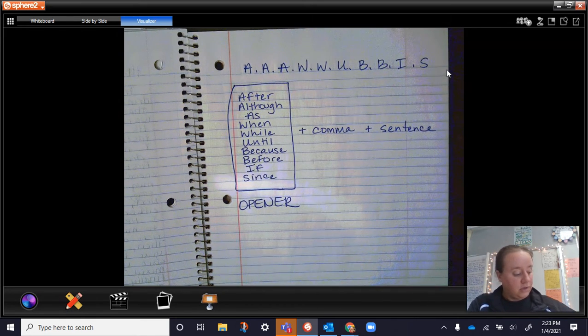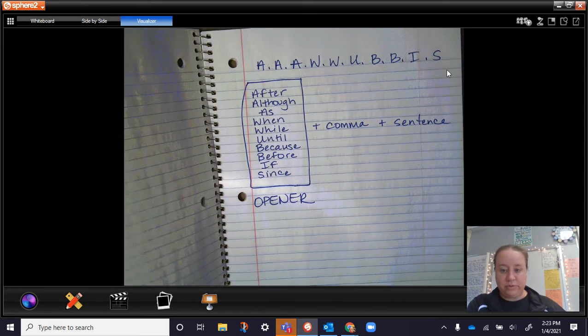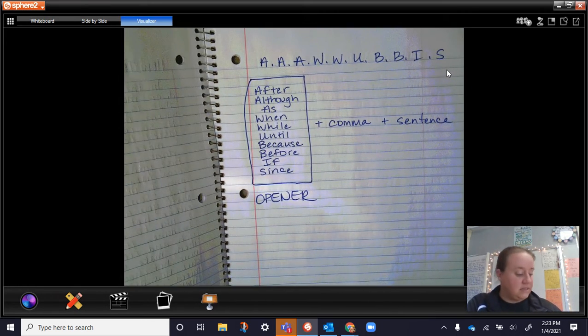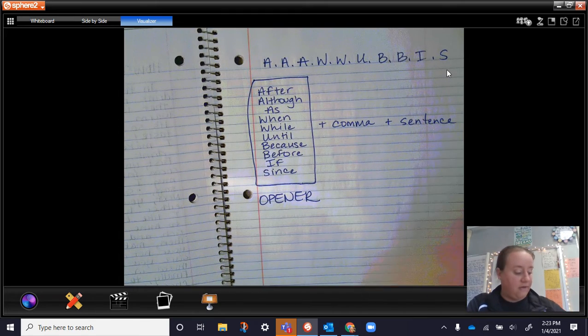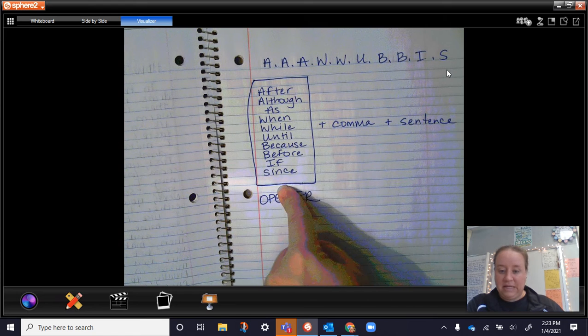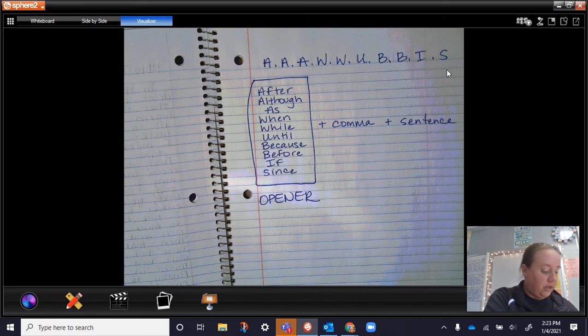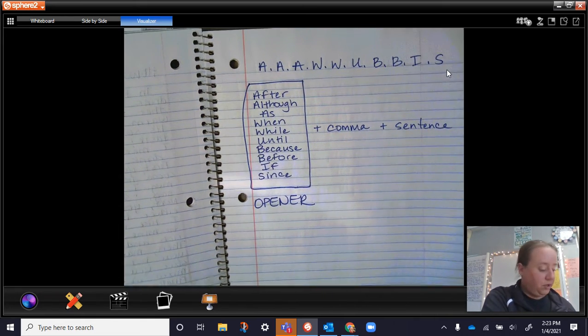So starting on Wednesday, we'll look at some more examples and we'll start actually creating some of our own sentences. But make sure you have this down. If you're using one of these at the very beginning of your sentence, you're going to need a comma. So that's the big rule that we're going to practice. So make sure you have that in your notebook.